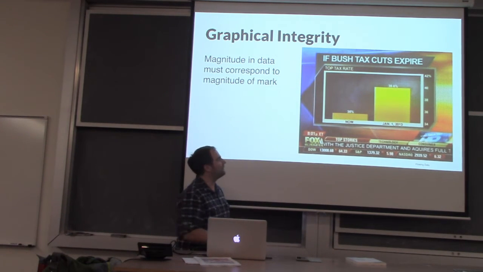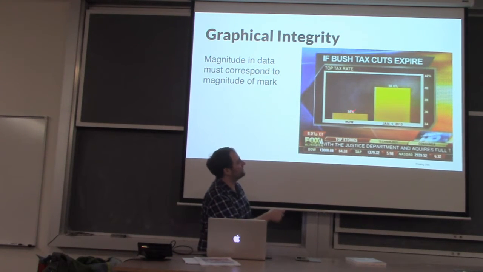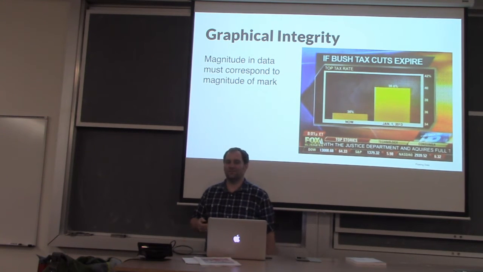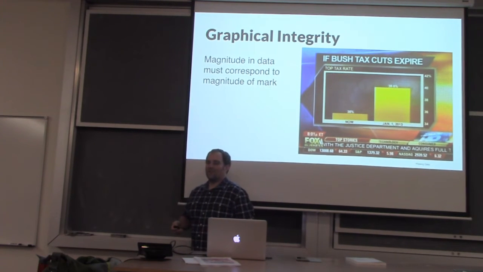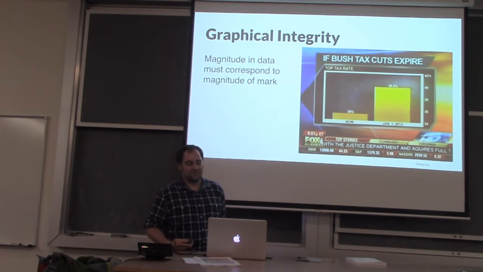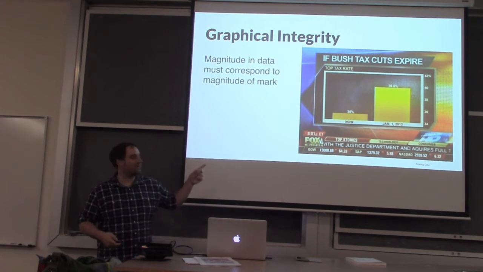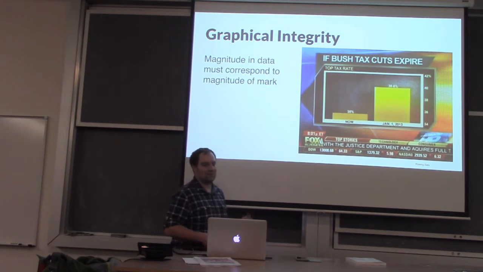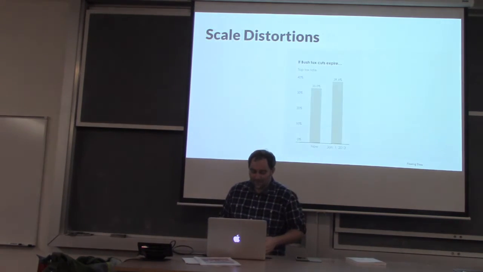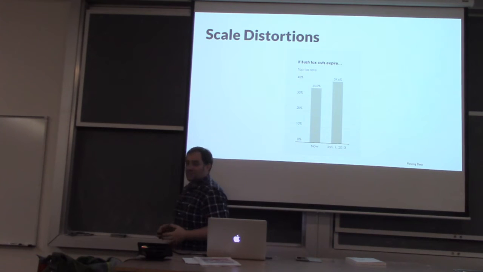But if you look at the labels, that actually is not true. It's from 35% to 39.6%. So they have arbitrarily cut this axis. Here the magnitude in the data does not correspond to the magnitude of the mark. We'll be talking a lot about how to choose your scales today. This is if you did this chart honestly.